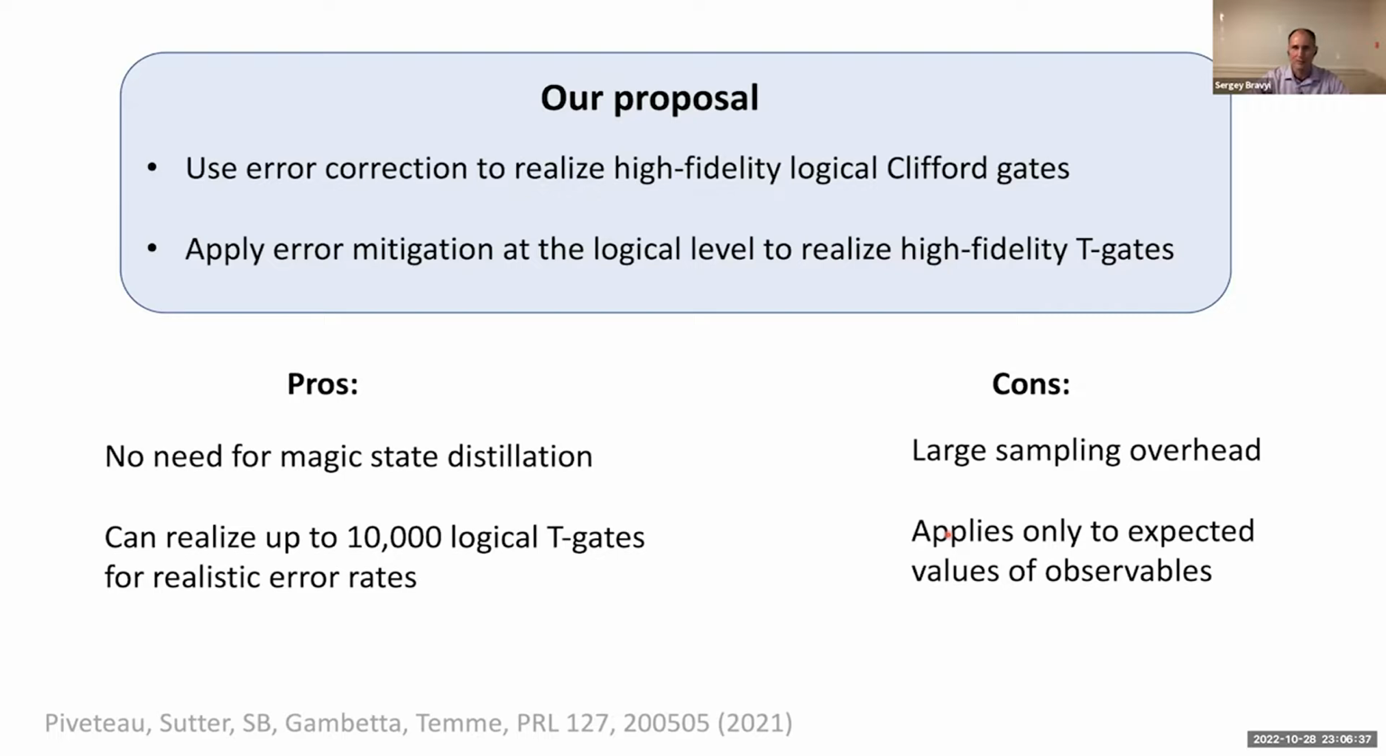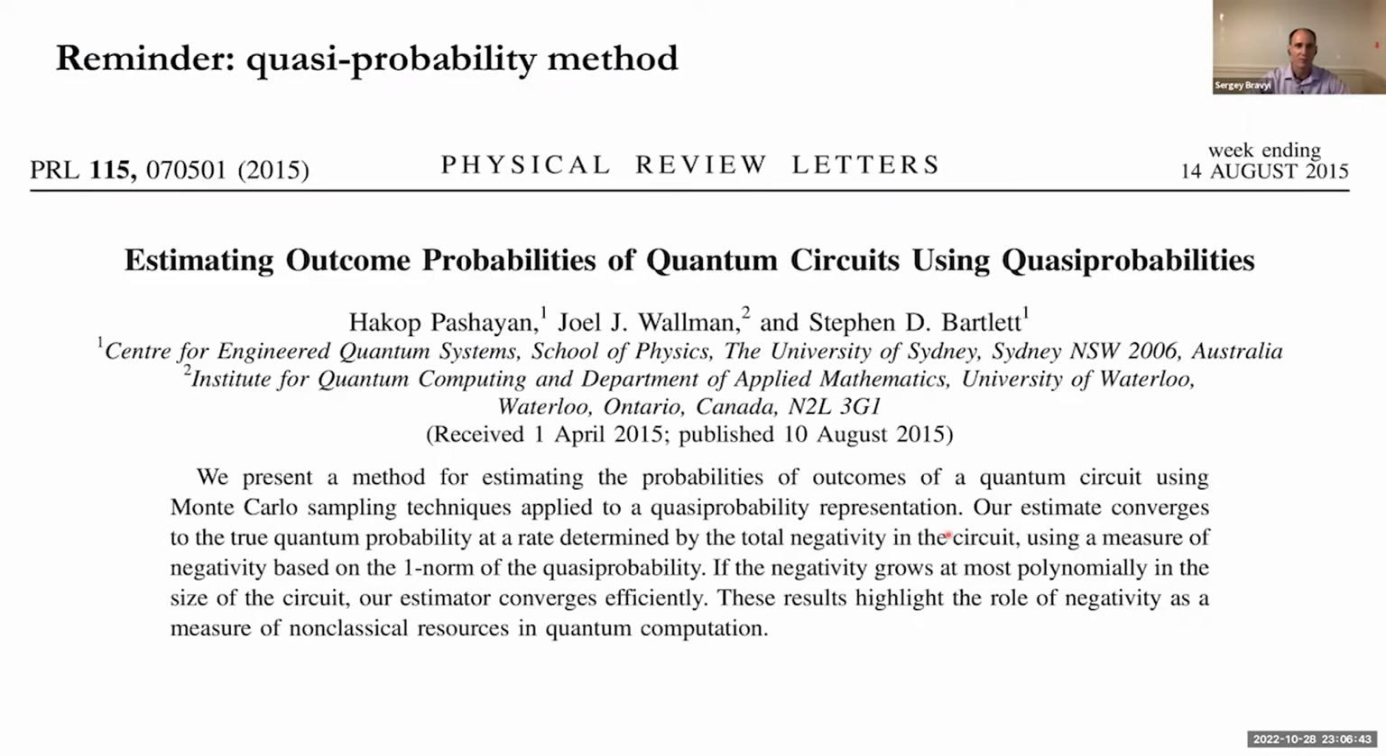And first, let me try to explain how we implement this proposal. First, I will give you some background on error mitigation. Our main tool is the quasi-probability method introduced by Pashayan, Wallman, and Bartlett.